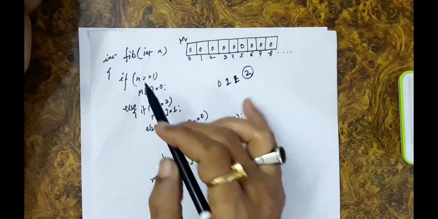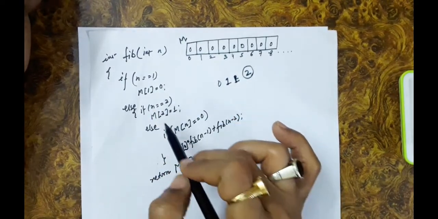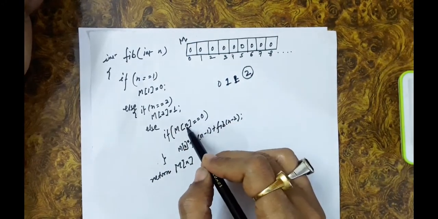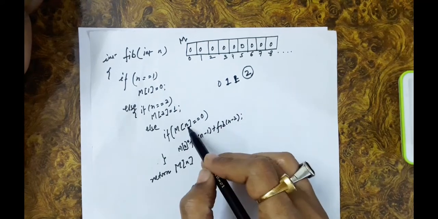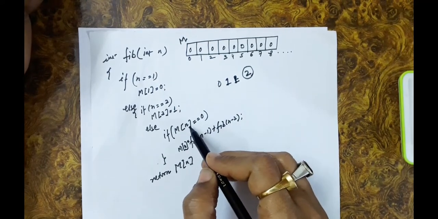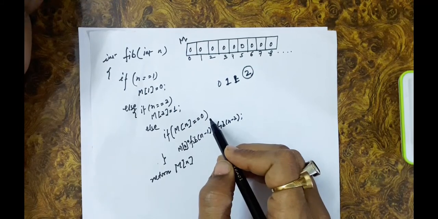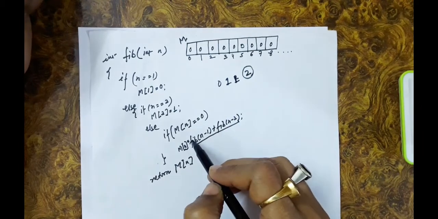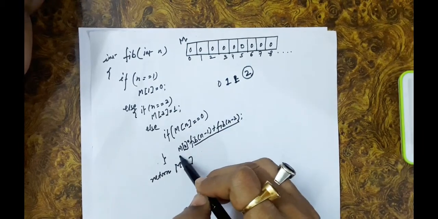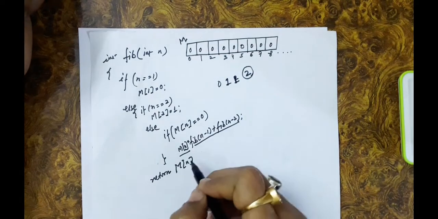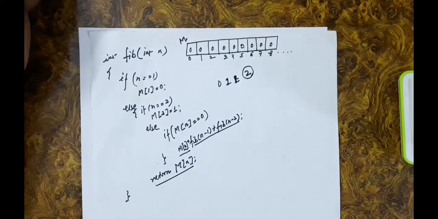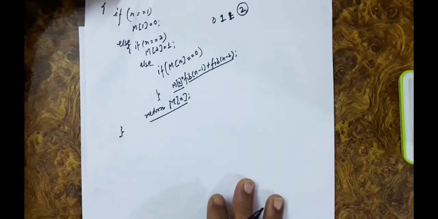Fine. So we have the first term, M1 is 0, the second term, M2 is 1, and for any other term, if MN is 0, meaning the memory table at nth index says 0, this term has not been computed yet. So let us make the recursive calls. And once the recursive calls have been made and we have found the value of the nth term, let us store it in the memory table and return the value at the nth index of the memory table. So what impact has it made? Let us just compute the 7th term again.